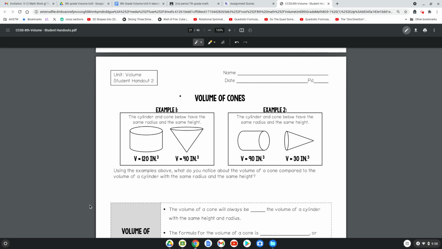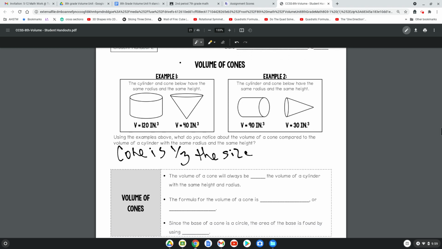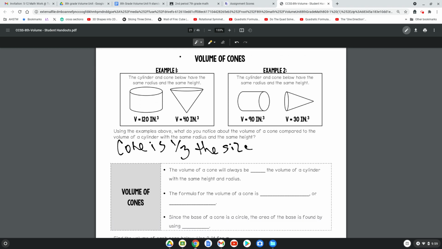And what you should notice is that the cone is 1/3 the volume, 1/3 the size. I'm just going to put size, but you can say volume, is 1/3 the volume when they have the same height and radius. Obviously, that would be different if they're not the same, but whenever they're the same. So that's how we get the volume formula for cones.